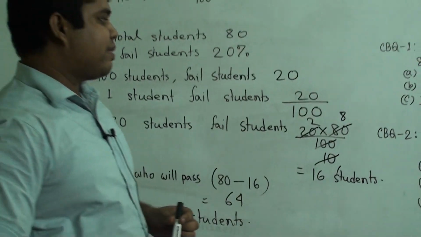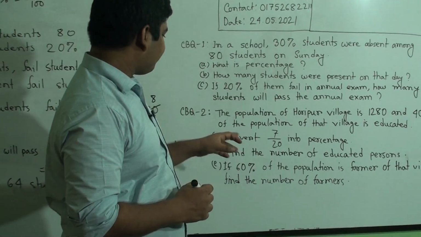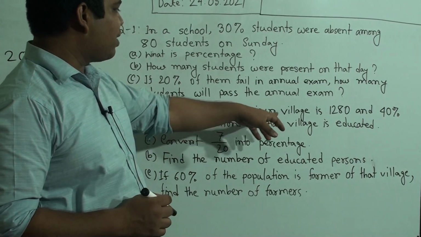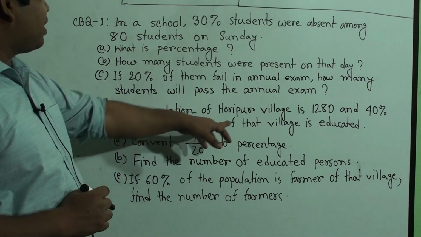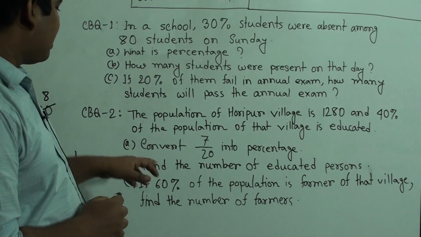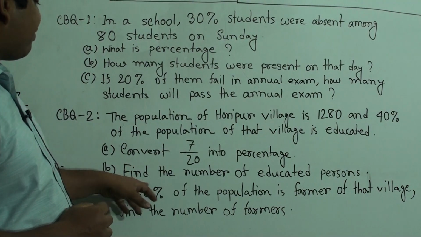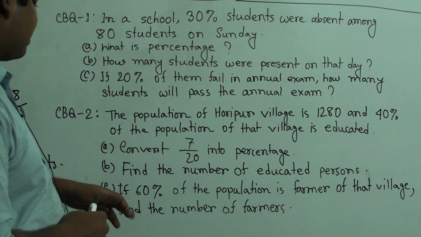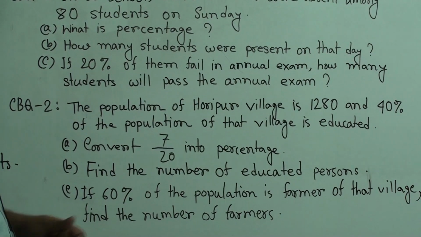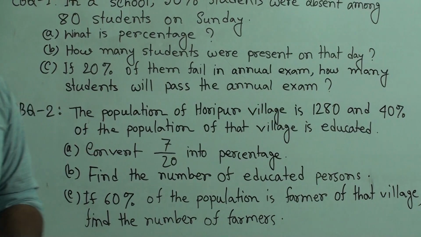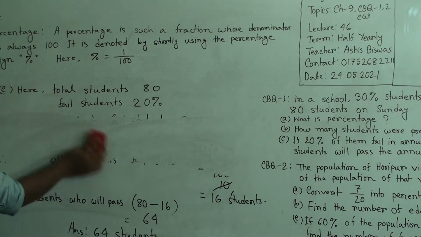Now we shall solve CBQ number 2, just similar to CBQ number 1. Repeat. The population of Horipur village is 1280. 40% of the population of that village is educated. A number, convert 7 by 20 into percentage. B number, find the number of educated persons. C number, if 60% of the population is farmer of that village, find the number of farmers. Okay, so we shall solve.